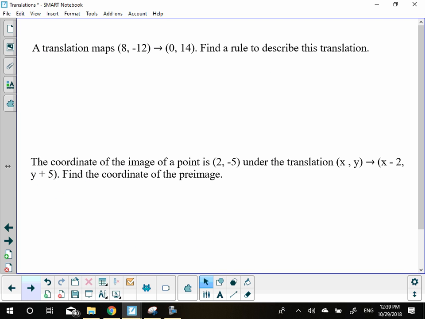Let's do a couple more problems. This one, we're just talking about a point. Sometimes we're talking about shapes, like that last one is a triangle. It could also be segments, or it could be just a point even. So we're going to say a translation maps (8, -12) to (0, 14). Describe this translation. So what happened to go from (8, -12) to (0, 14)? What directions would you go?